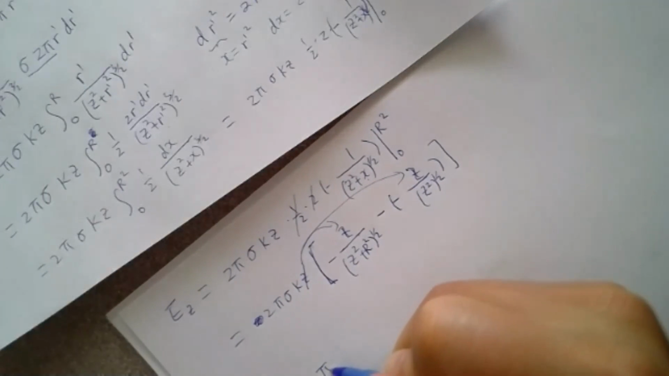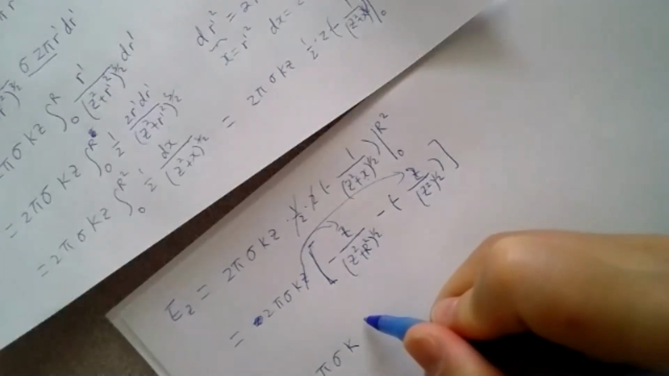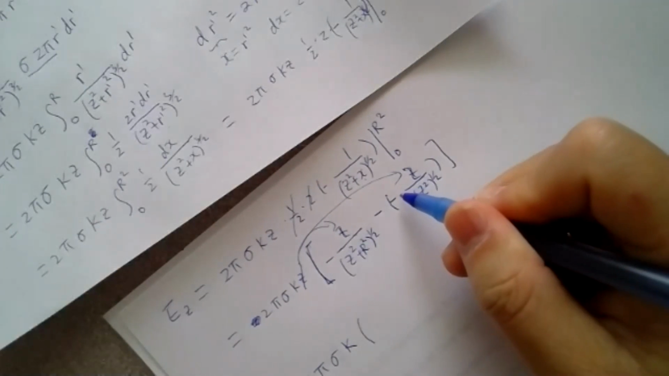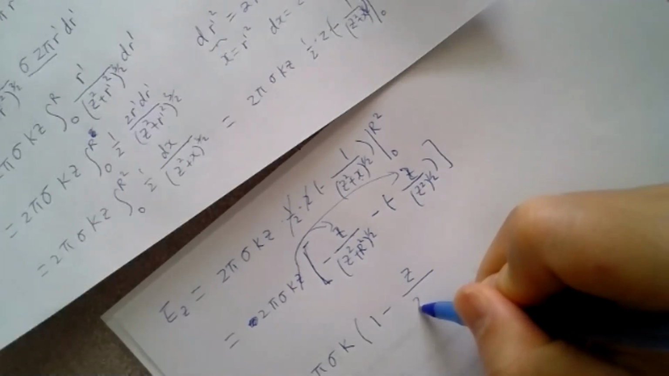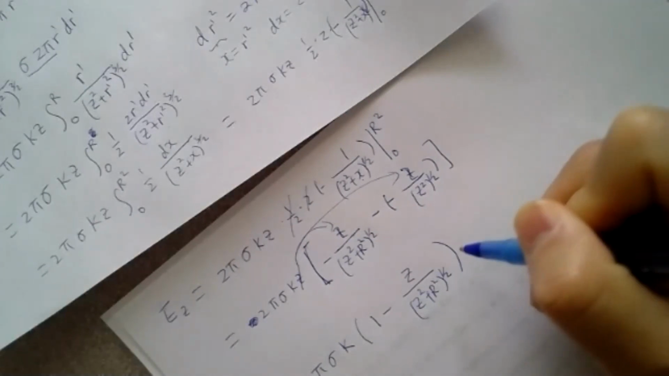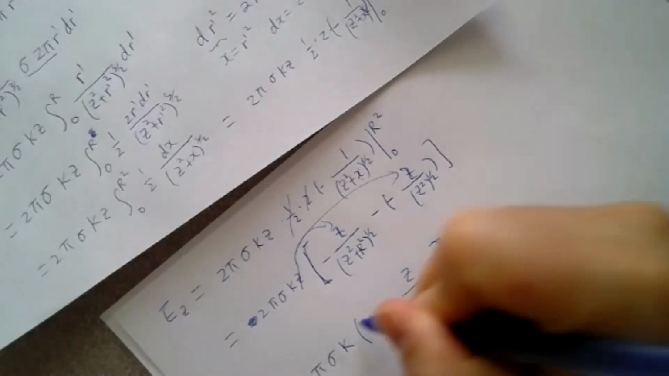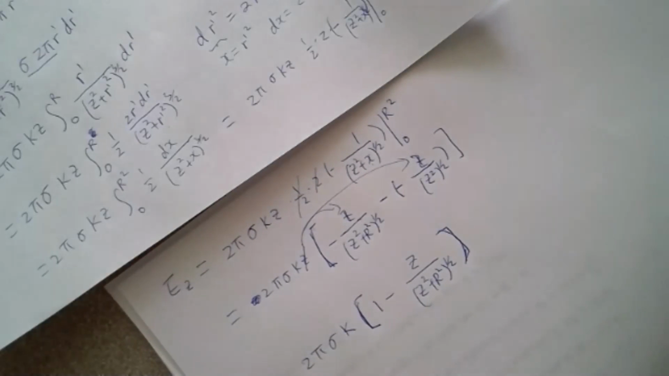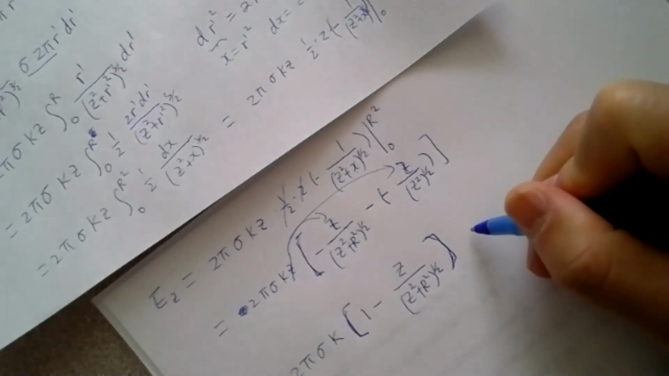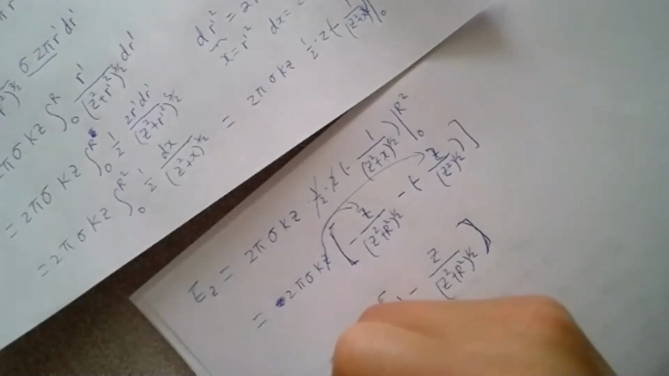So 2 pi sigma k, all right, this guy plus 1, so 1 minus z over z squared plus R squared to the half power. This should be your final solution on this one. And again, this is your E in the z direction.